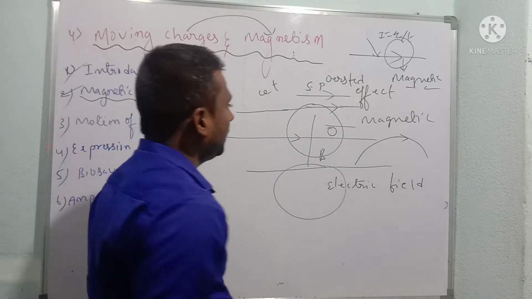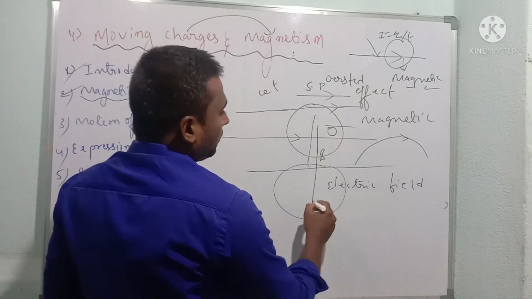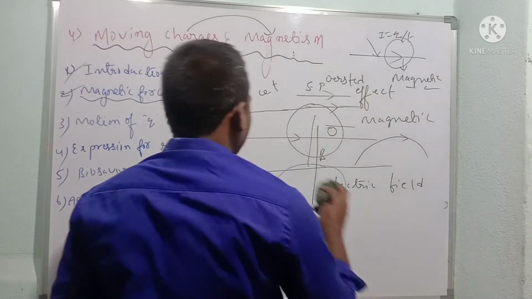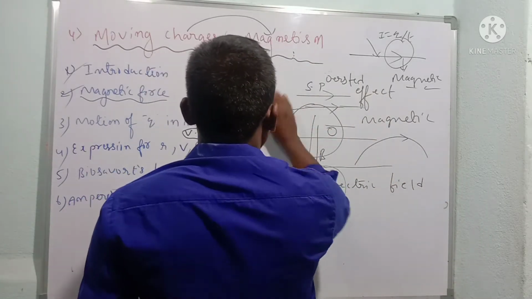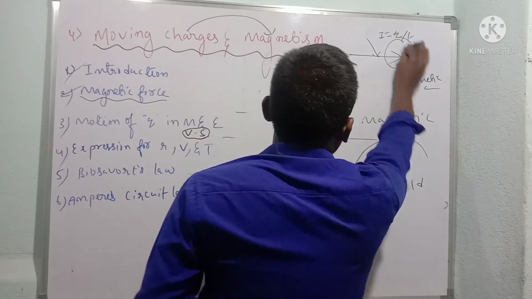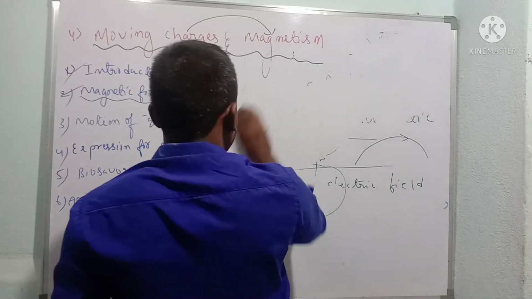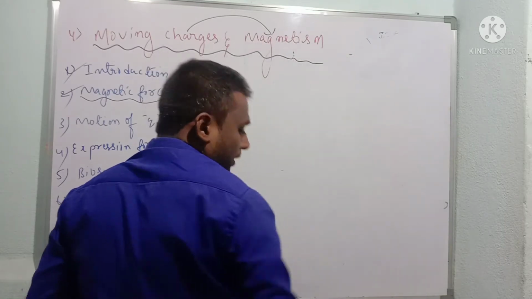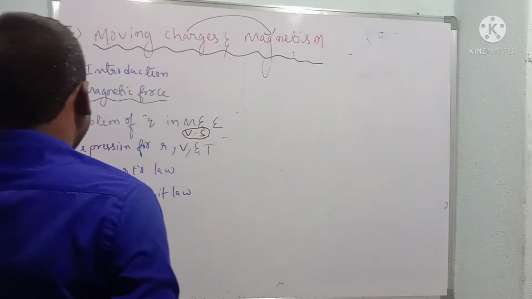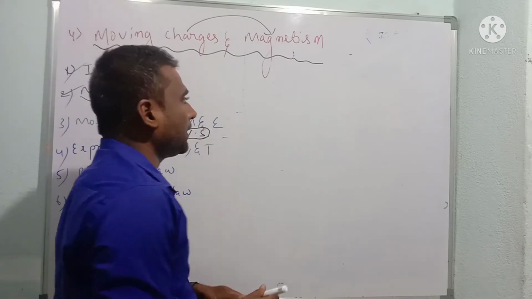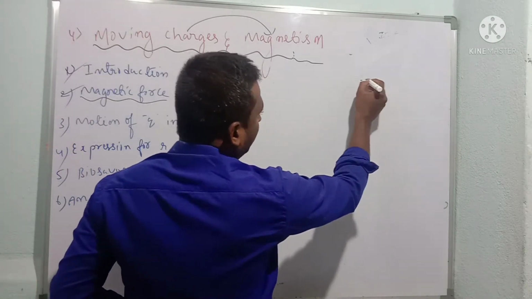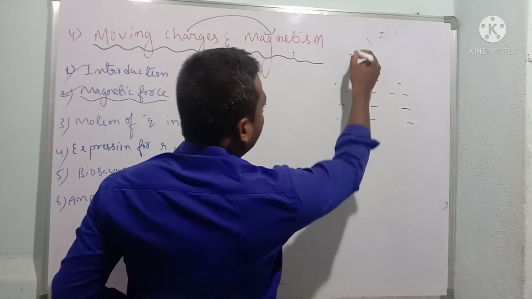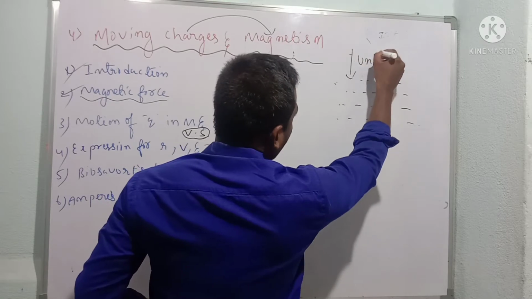Now, if the charged particles are moving in both electric field and magnetic field, then what is going to happen? They are going to experience both electric field as well as magnetic field. Okay, so that we will understand in detail. Let us take the first point, when the charged particle is moved in the magnetic field. Here this is a uniform magnetic field.